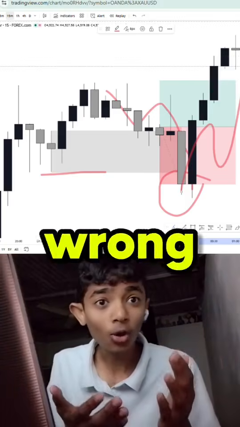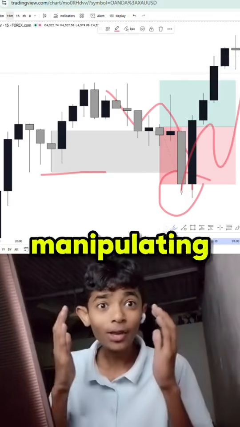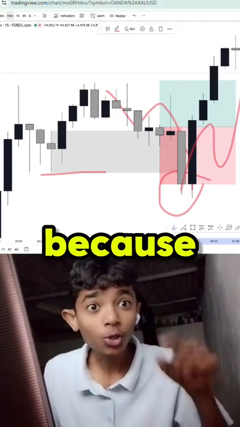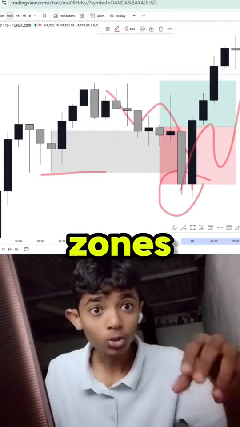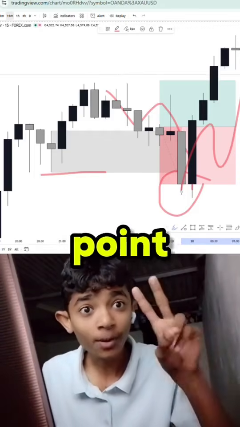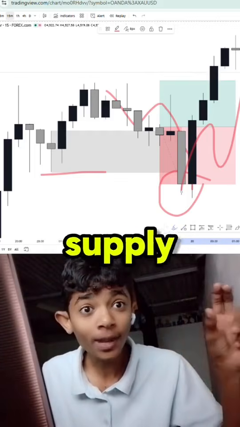Now, you are not wrong. The market isn't just manipulating you. It's because you don't know how to mark institutional supply and demand zones. So this takes us to point number 2, how to mark institutional supply and demand zones.